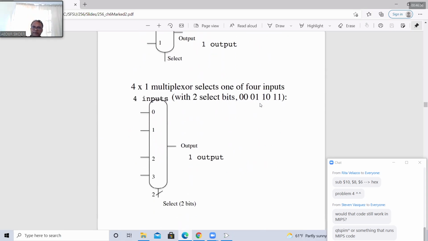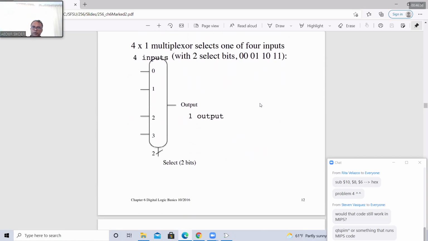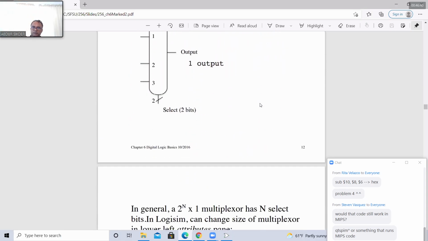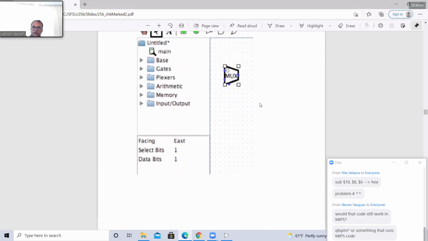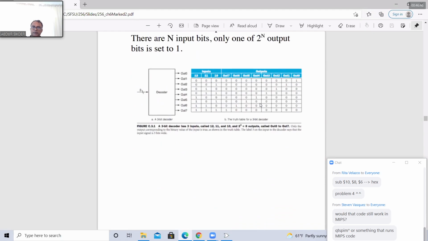Create a multiplexer. You have four inputs, one output, and you have a selector as well. So some examples and some truth tables for the decoder.